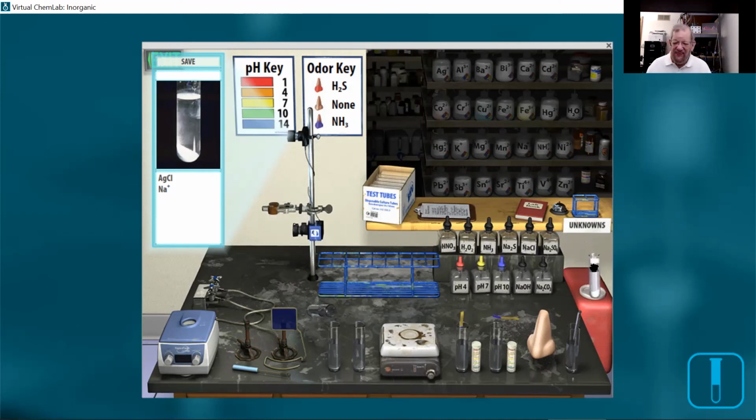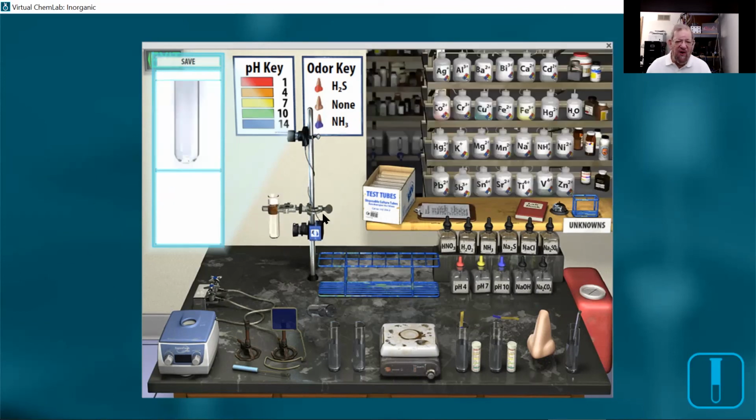Let's do it again because this is fun. By the way, sometimes it takes me a while to get it. There we go. When you got it right in the center, it says clear lab. Let go.